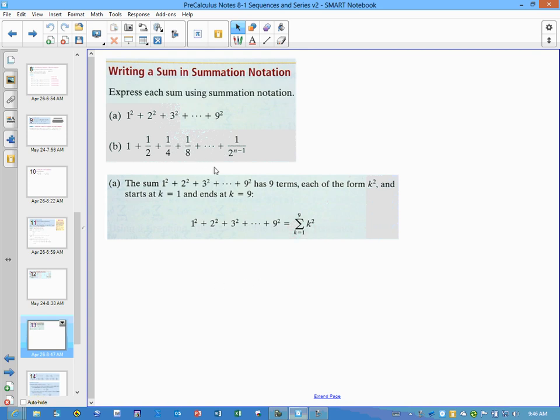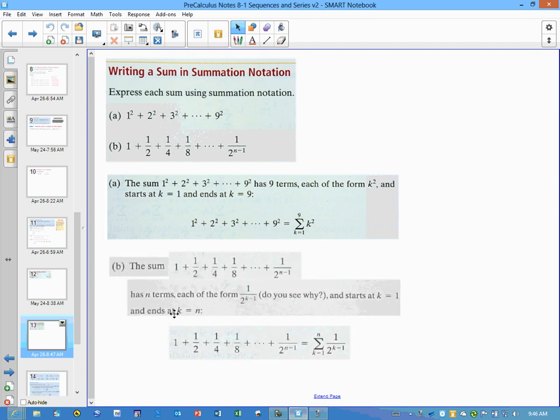And for the second one, notice how they actually show us what the general term is going to be. So the pattern starts with this being 1 over 1. So in order to have a 1 in the denominator, we would need this to be 2 to the 0, which would mean n would have to equal 1. So our lower limit is going to be 1, which means we can use this as our general term, and our upper limit would be n.